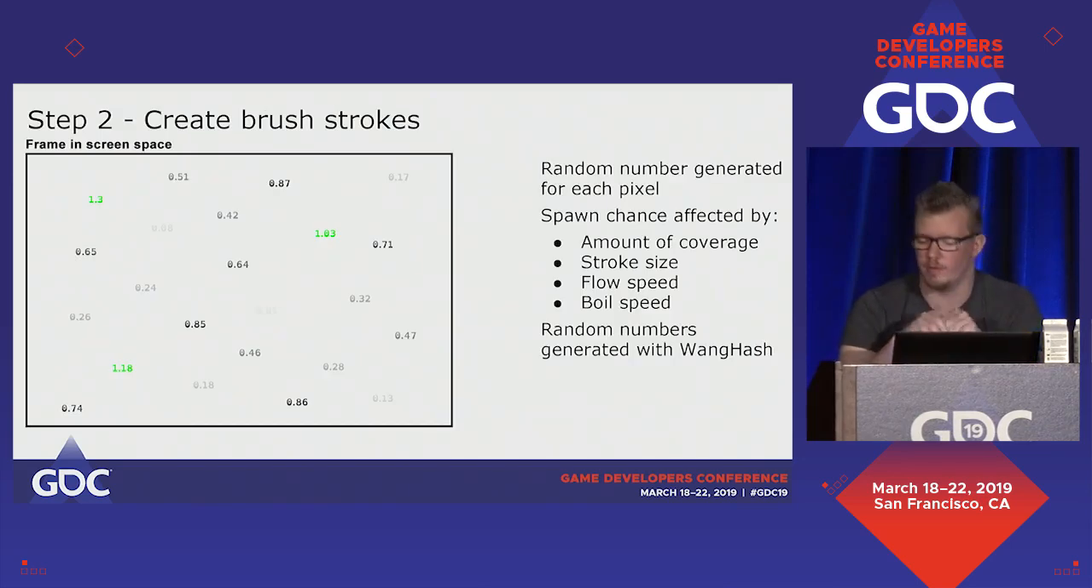There we go. So, when new strokes are created, it happens in a kernel that takes the whole screen and for each pixel generates a random number. Then to modify this spawn chance, we look at the current brush size we want here, and the flow speed along with the boil speed, and also the alpha coverage of the strokes that are already there. So if we don't have a good amount of coverage, we want to create more brush strokes. All of those numbers are added together, and if the sum is more than one, a brush stroke is created. That is done by taking an index from a consume buffer and using that to index into all the data arrays that contain all the information for the strokes.